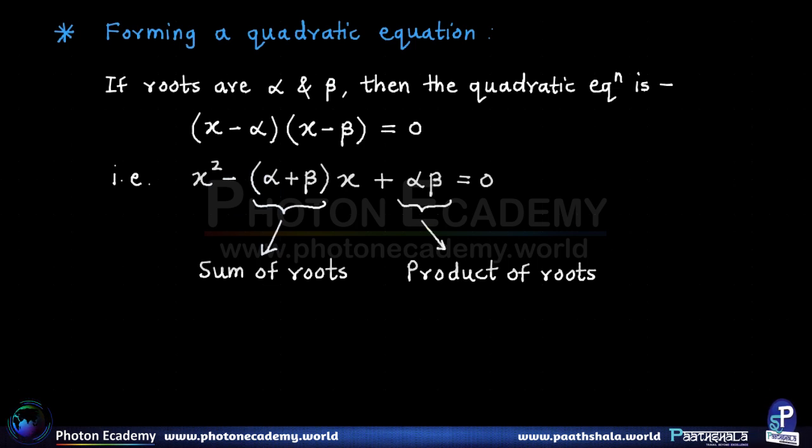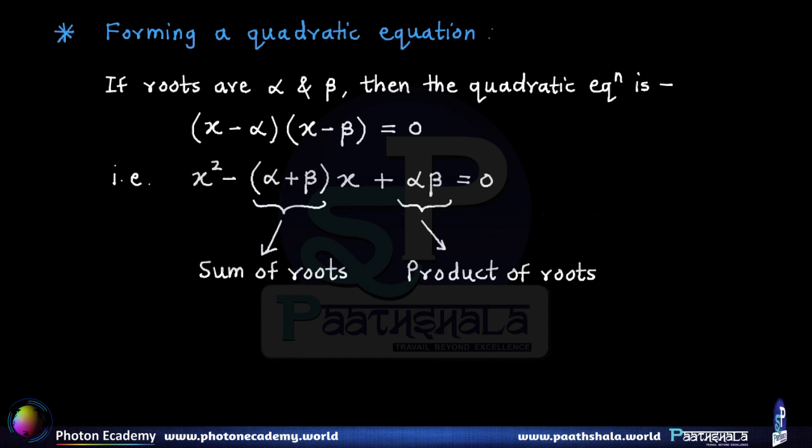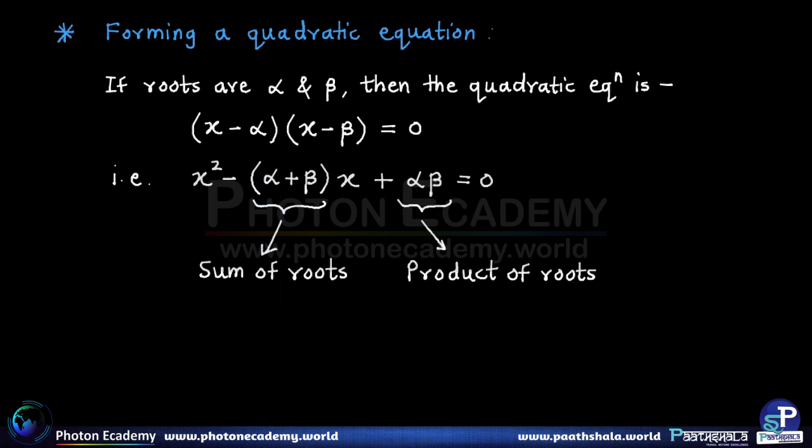Now let's see how to form a quadratic equation if we are given the roots. That is, say alpha and beta are the roots of a quadratic equation. Then that quadratic equation can be simply written as the product of corresponding two factors, which is x minus alpha into x minus beta equal to 0. So if we expand these two brackets, we will ultimately get the equation x square minus (alpha plus beta) times x plus alpha into beta equal to 0.